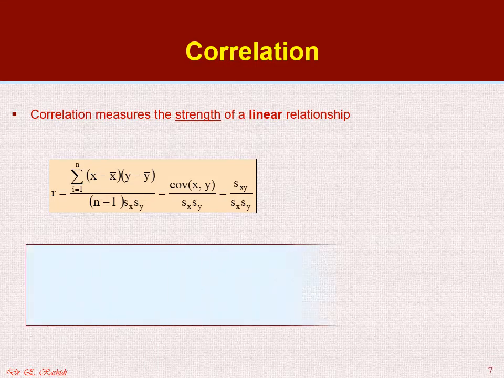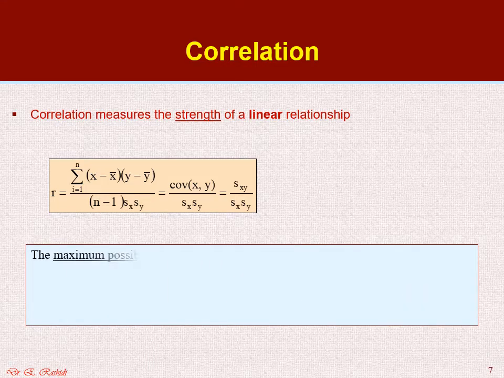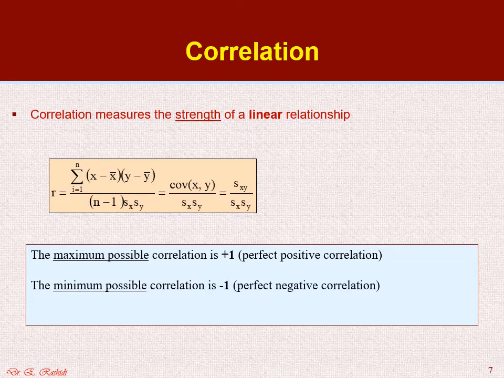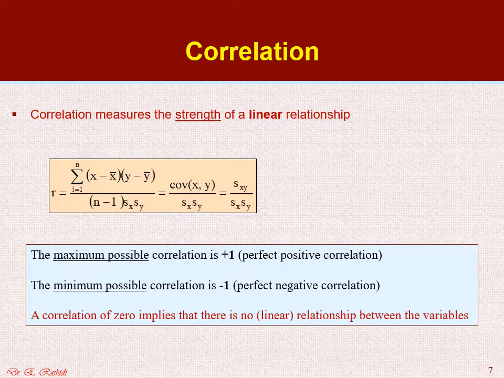The maximum possible value for correlation, if you remember, is 1. When the correlation between x and y is 1, that's the maximum possible correlation. It shows a perfect linear relationship between x and y. The minimum possible correlation value is -1, and that shows a perfect negative relationship in the reverse direction. And when the correlation between two variables is 0, that means there is no linear relationship between the two variables.